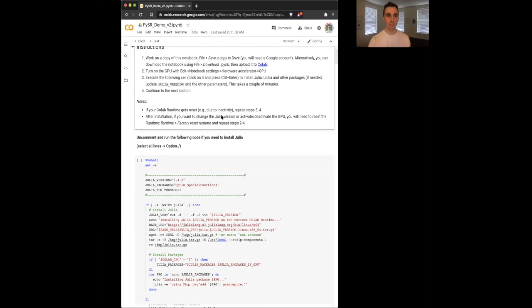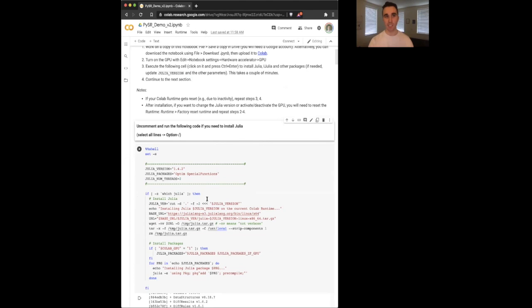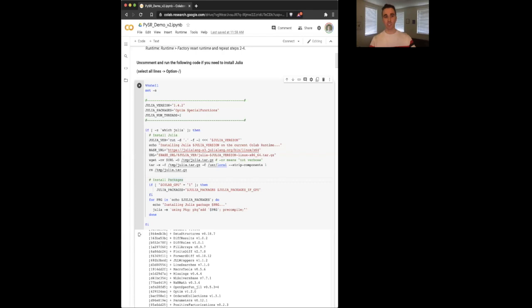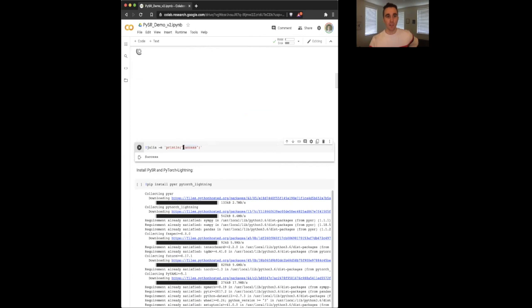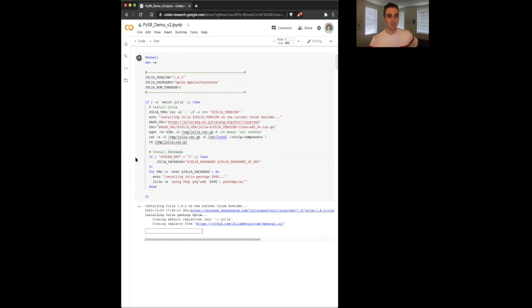So the first thing we're gonna do is just install Julia. As I said, PySR uses Julia as the high performance backend, and PySR is the front end. So this just installs Julia in Google Colab. Let's just run this really quick. And if this goes well, it should print out success.